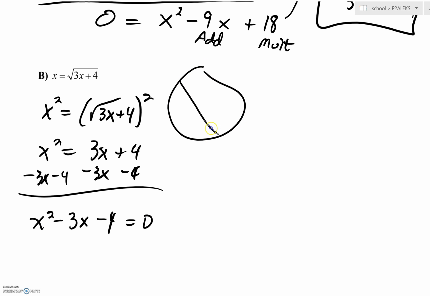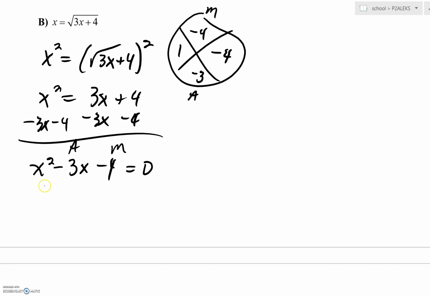And here's the wheel. You know that you're going to multiply to negative 4. You know you're going to add to a negative 3. What numbers would combine to do that, do you think? You got to multiply to a negative 4, but you have to add to a negative 3. A 2 and a 2 won't do it, will it? 1 and a negative 4. 1 times negative 4 is negative 4. 1 plus negative 4 is negative 3.